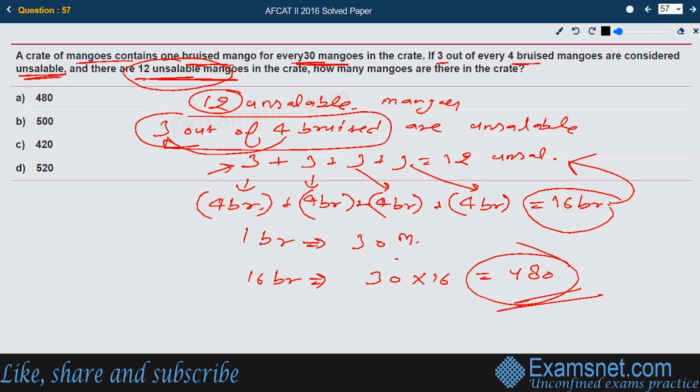The crate is of 480 mangoes. Those 480 mangoes will have 16 bruised mangoes. Those 16 bruised mangoes would have 12 unsellable mangoes as it is given. So the right answer is option A, 480 mangoes.